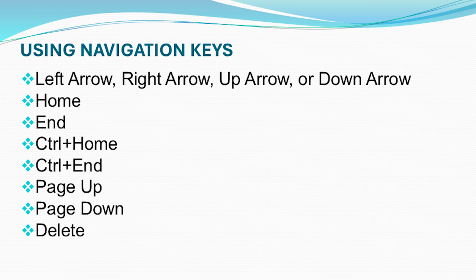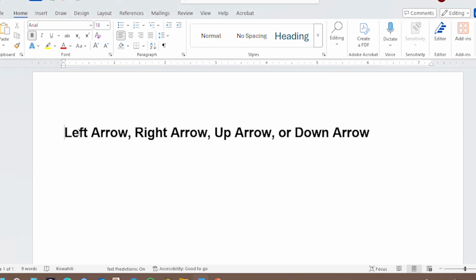Using navigation keys. The navigation keys allow you to move the cursor, move around in documents and web pages, and edit text. The following are lists of some common functions of these keys. Left arrow, right arrow, up arrow, or down arrow. Move the cursor or selection one space or line in the direction of the arrow, or scroll a web page in the direction of the arrow.